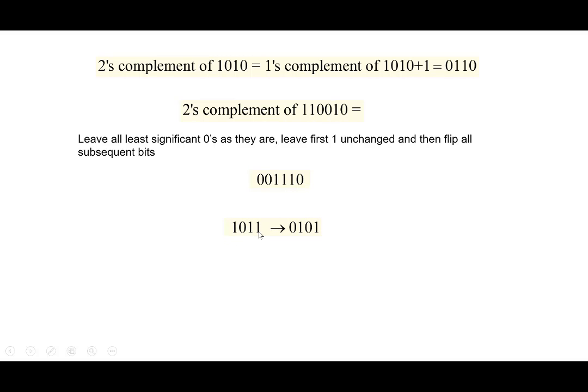Take 1, 0, 1, 1. What will be the 2's complement? There are no 0s initially, so leave the first 1 unchanged, and after that, flip the rest. 0, 1, 0. You can verify that these are the correct ones. What about this one? We leave the initial zeros unchanged, 0, 0 is unchanged. The first 1 that you encounter is also unchanged. After that, flip all of them. So this becomes 0, this becomes 1, 0, 0, 1, and 0. So this is a very simple way to obtain the 2's complement of a number.